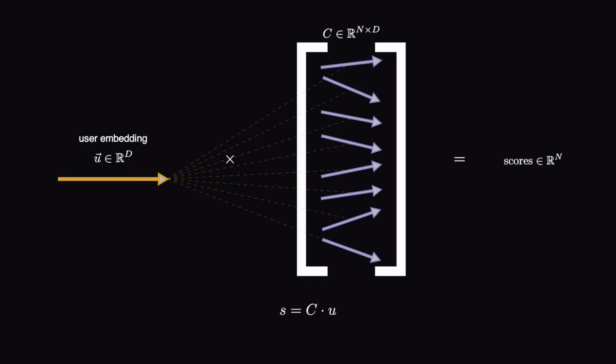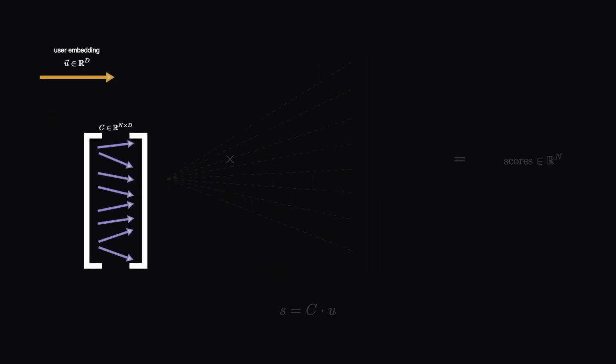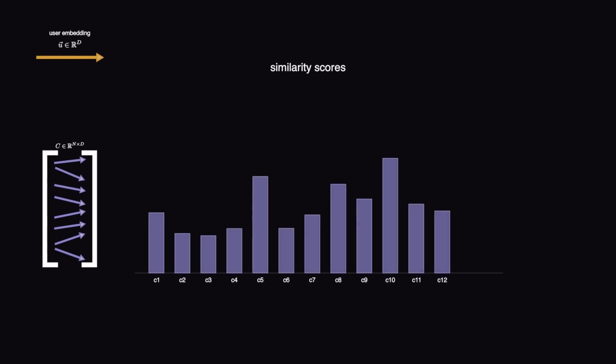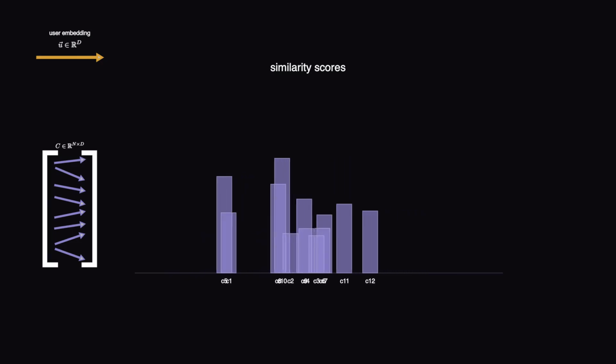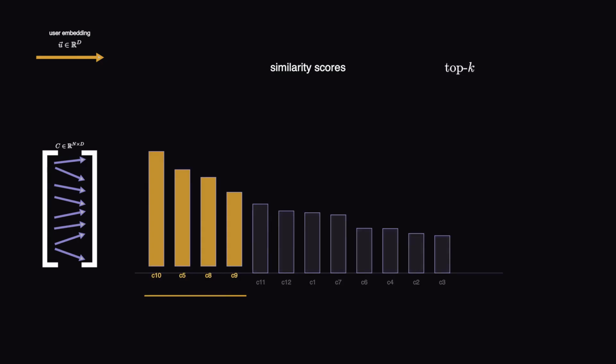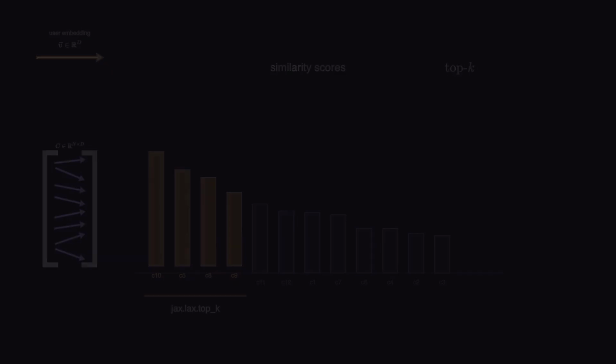A single matrix multiply gives similarity scores for every candidate, and JAX's lax.top_k extracts the best matches. Because both sides are normalized, the dot product equals cosine similarity, which means the corpus embeddings can be pre-computed and stored in an approximate nearest neighbor index for fast lookup.